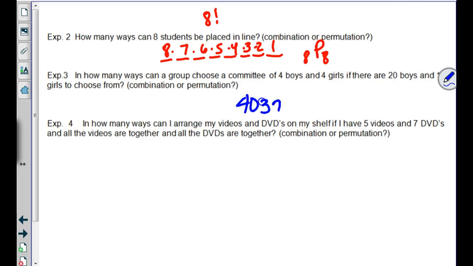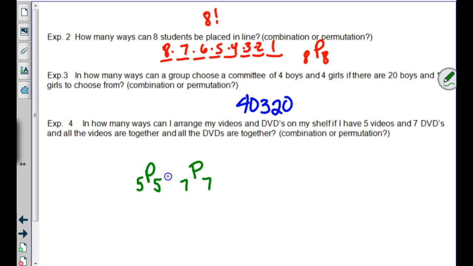Was it 343.20? Or no? Did I totally remember that wrong? Okay. Number 4, in how many ways can I arrange my videos and DVDs on my shelf if I have 5 videos and 7 DVDs, and all the videos are going to stay together and all the DVDs are going to stay together? All right. This is just a weird question, but apparently order matters. It says I have 5 videos, so I'm going to put all 5 on the shelf. Okay. So 5p5.